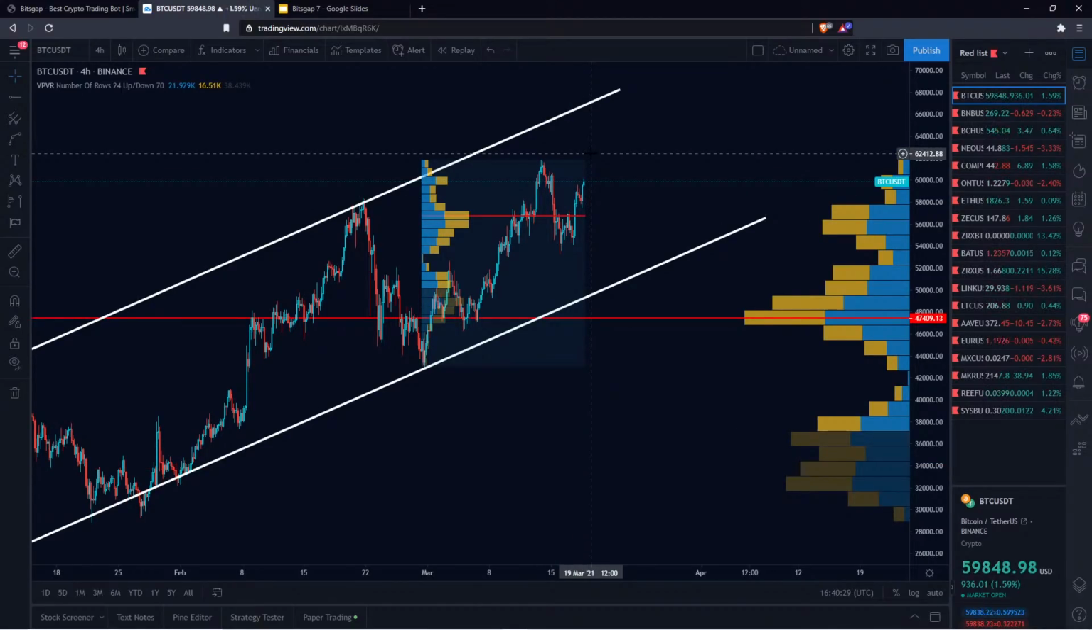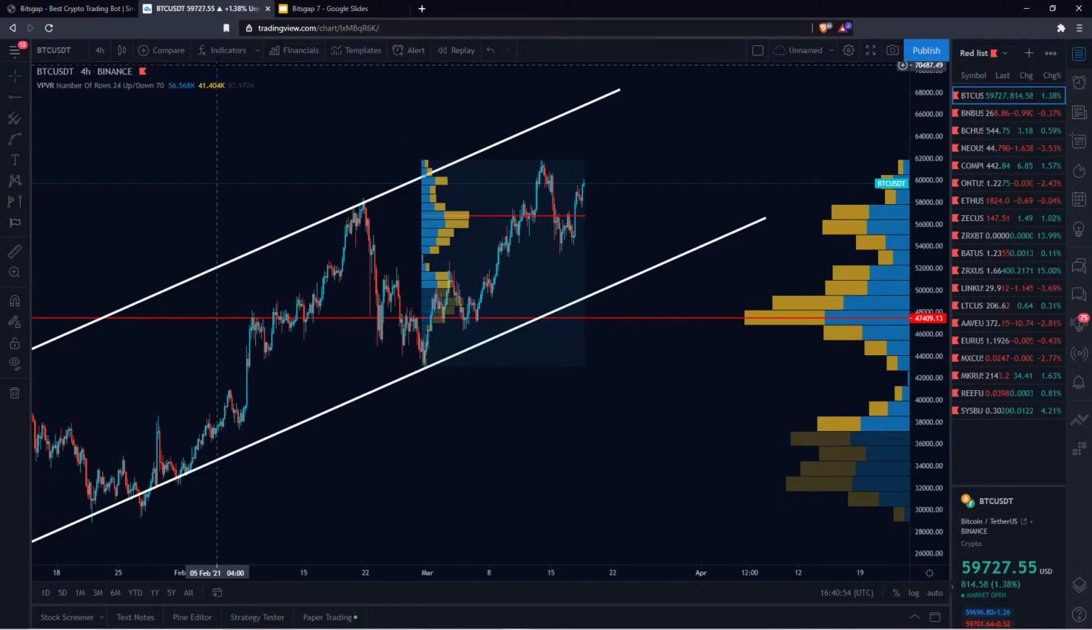As a general rule of thumb, when you see the price trading above this point where we had the most volume traded since the 28th of February, that means we are having a bullish momentum over here, and basically this is a bullish signal for us that the trend might continue further.